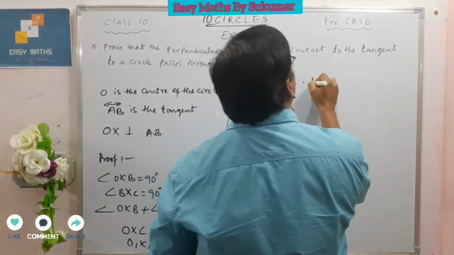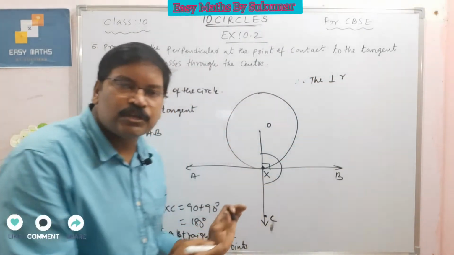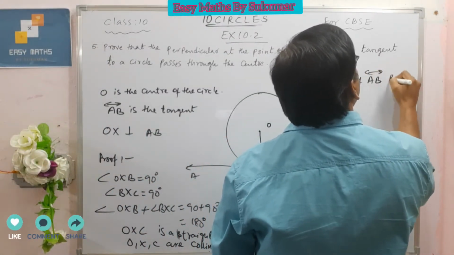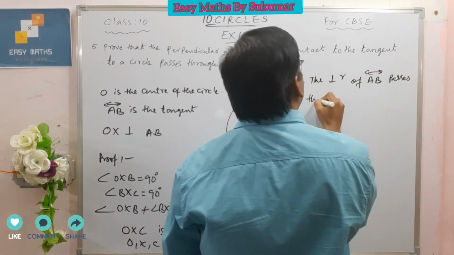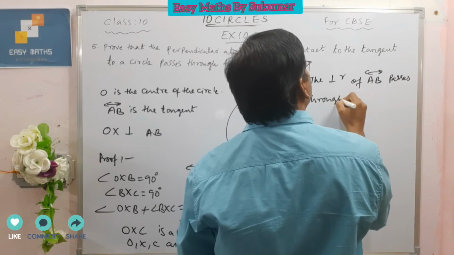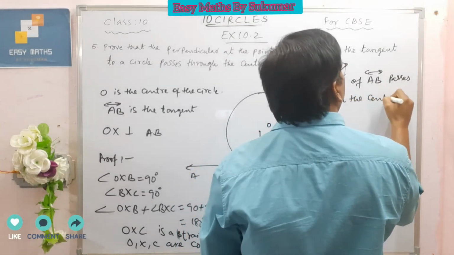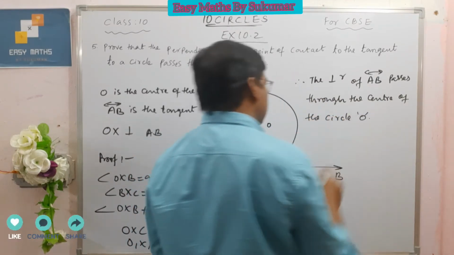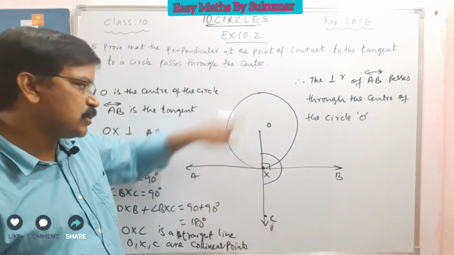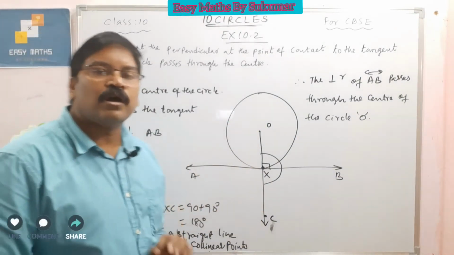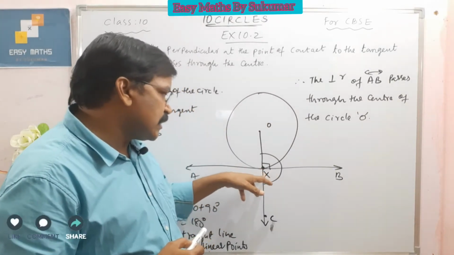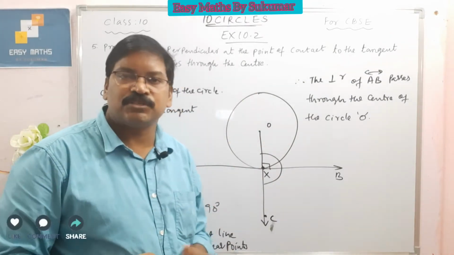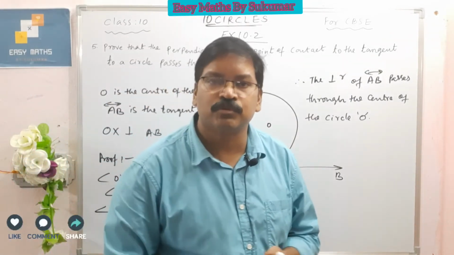Okay, that means therefore the perpendicular of AB passes through the center of the circle, O, right? So these 3 points are collinear. That means O, X and C are collinear. Therefore, this XO is the perpendicular of AB. That means this perpendicular passes through the center of the circle. Hence, it is proved.